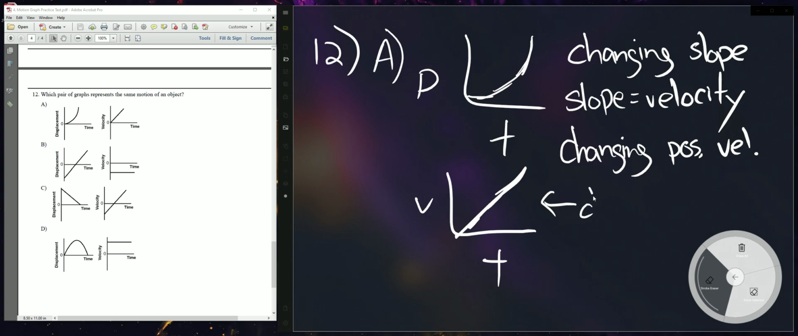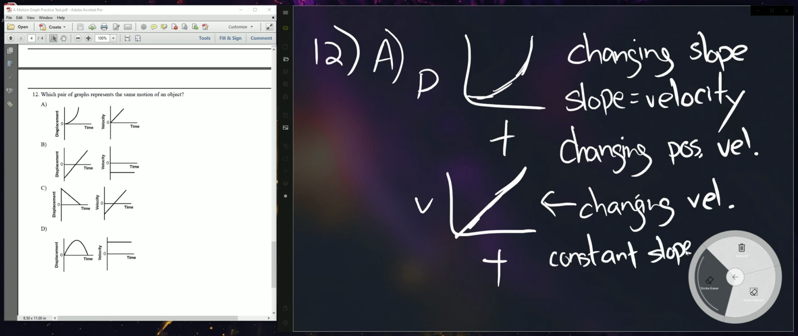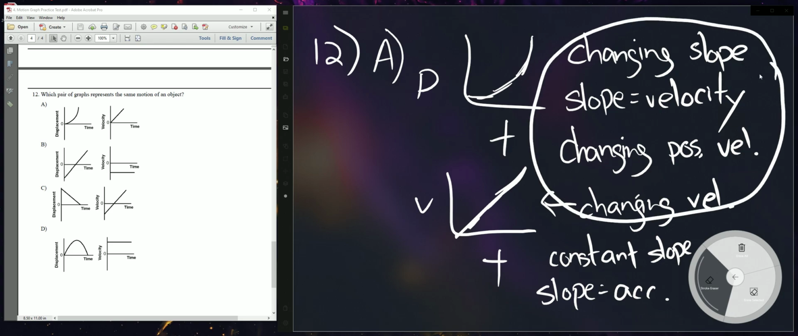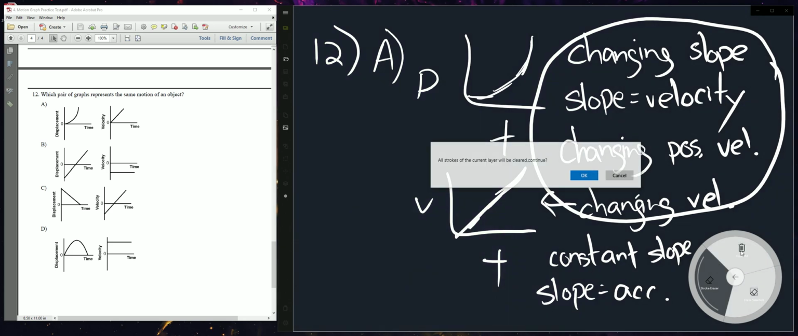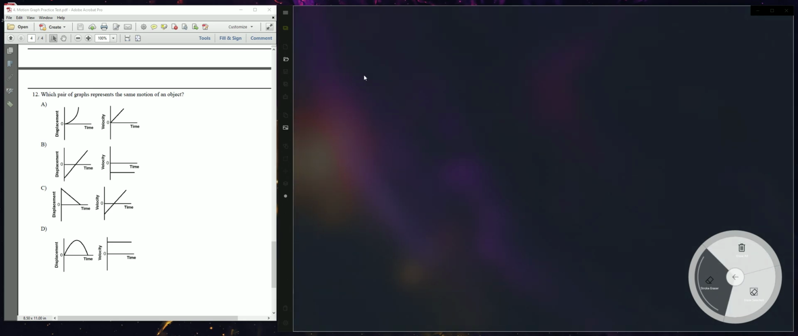Velocity, changing. And I'm not going to write slope here because it's not slope. You have a changing velocity, just constant slope. But we know that a slope on a VT graph is acceleration. But this is the only thing you need. These four boxes are the only thing you needed. You didn't need to know this too. Just need to know this. That's the only possible choice.